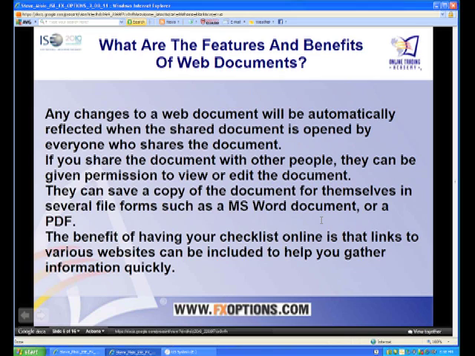But if you have your checklist as an online document the way I use it, then I can have links to the various websites that I need to collect information from, in checklist order. And I can go step by step through my documents without fumbling around and looking for websites that I need to collect information.